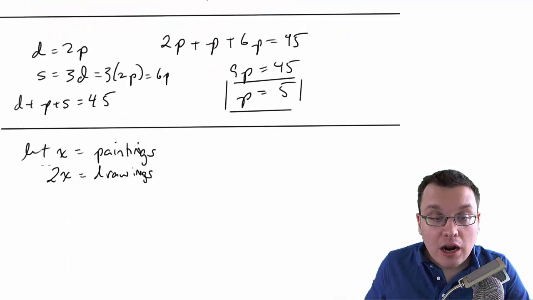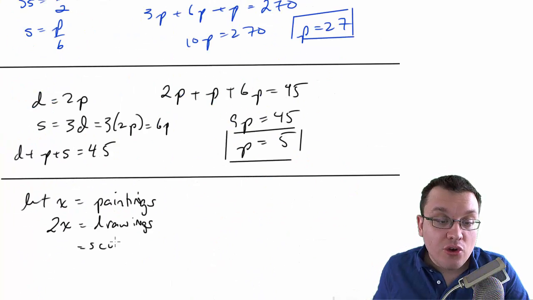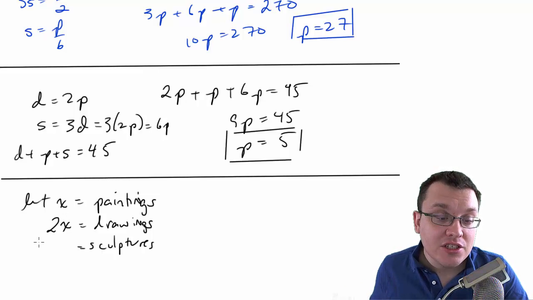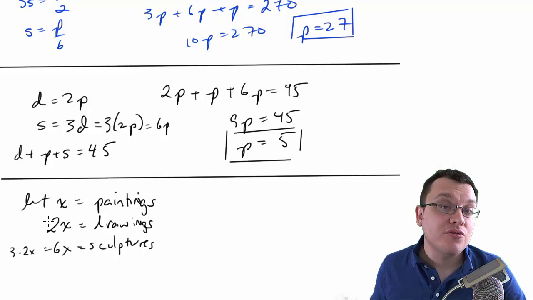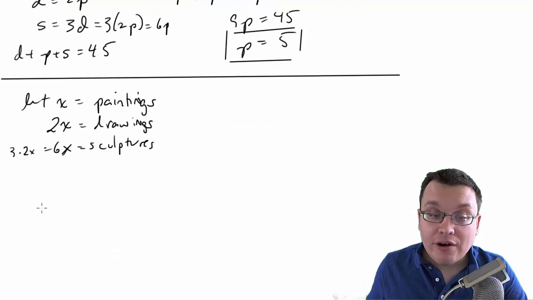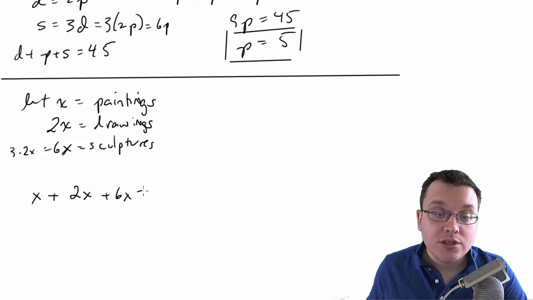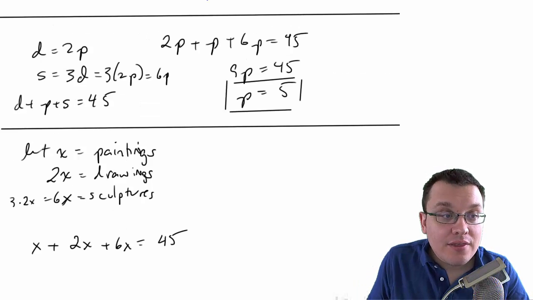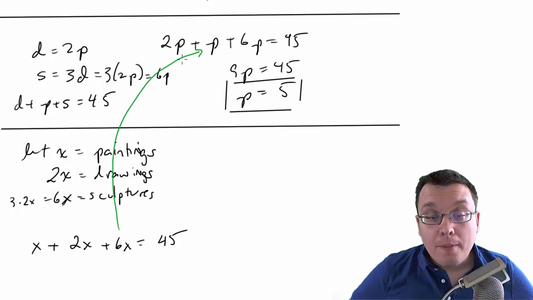Now, what about our sculptures? There are 3 times as many sculptures as drawings. So if I have 2X drawings and I have 3 times as many sculptures as drawings, it's just going to be 3 times 2X, or 6X for the sculptures. So now notice we have all of our terms in terms of X, so one variable. And again, when we add up the paintings, the drawings, and the sculptures, it should equal 45. Note that this is exactly the same equation that we got above, except here we're using X's, before we used P's.